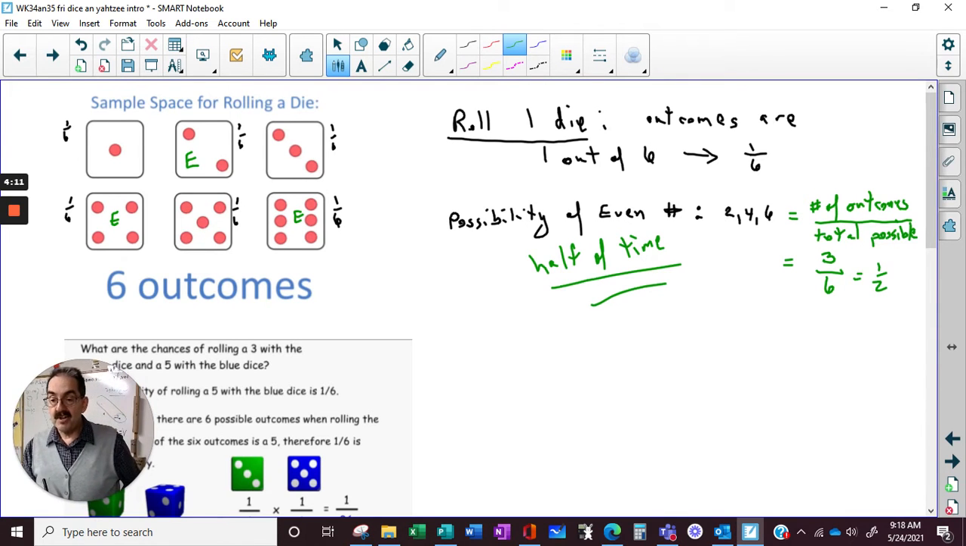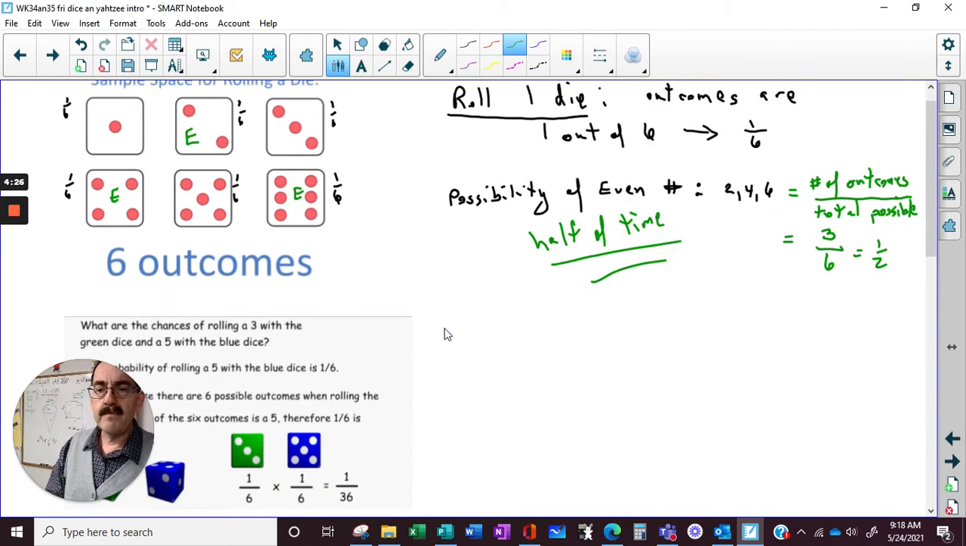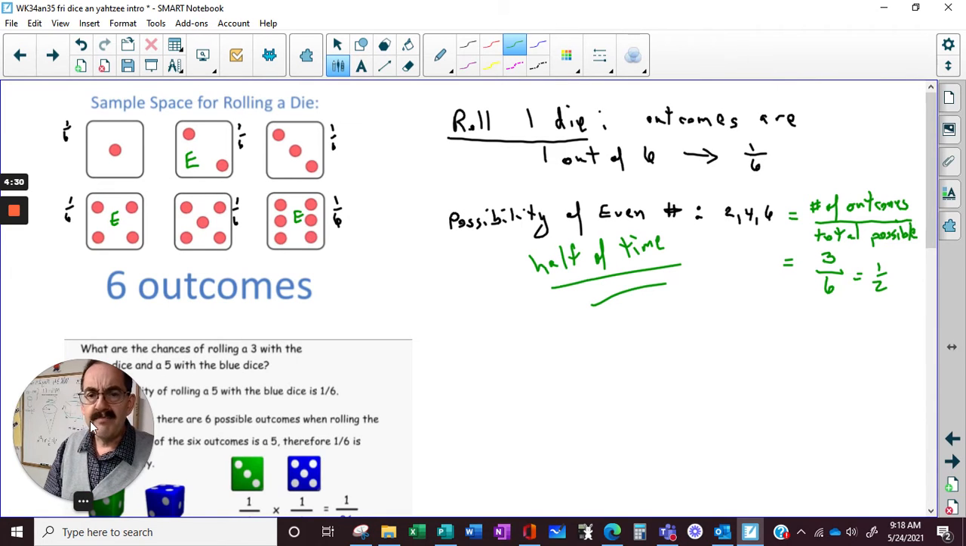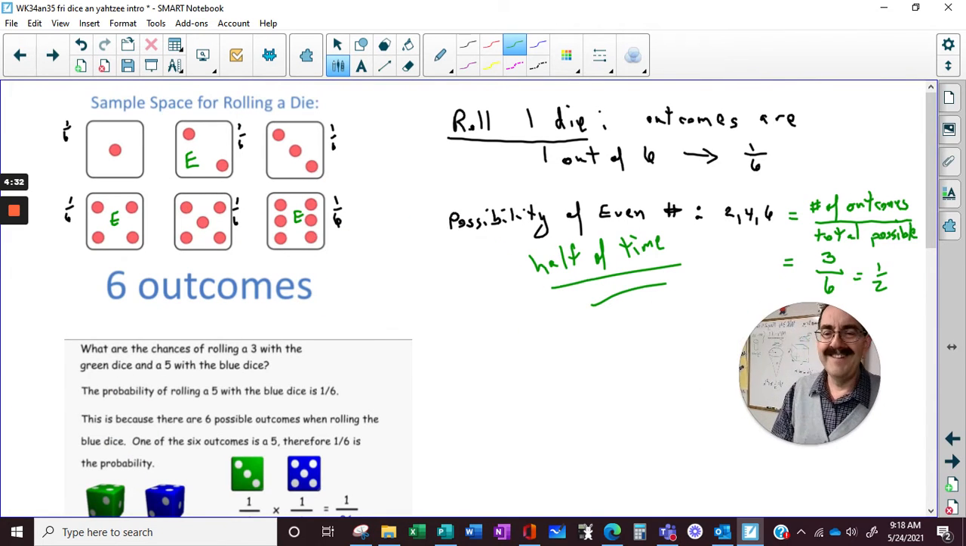All right. I think we got a good introduction. Now, as we are allowed to play games in math, remember, the study of math is nothing more than putting numbers to the real world. Okay? All right. So now, I'll just move me. How come I'm always in the way? What are the chances of rolling a 3 with the green dice and a 5 with the blue dice?